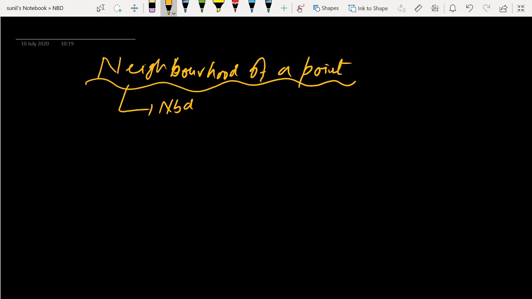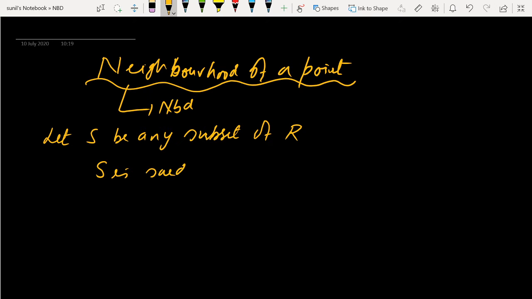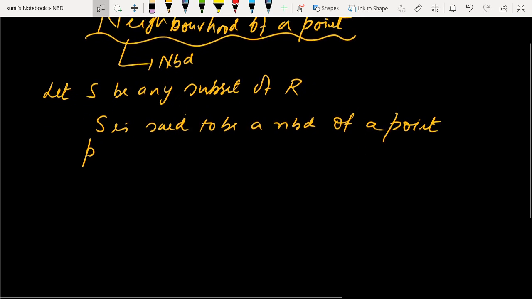Now, let us consider any subset of the real line. Let S be any subset of R. We are considering any subset of R. Now, we can say that S is said to be a neighborhood of a point P. Now see, what exactly is the meaning of that?